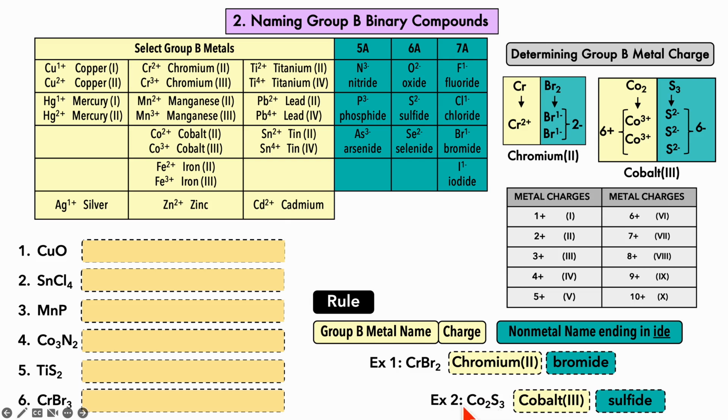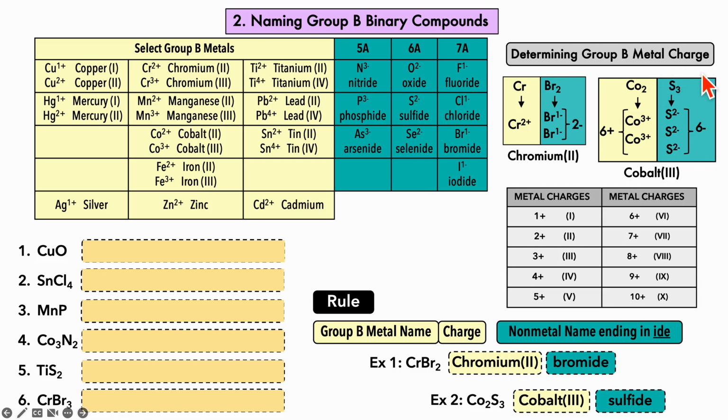Co2S3. Co is cobalt and S is sulfide. So the name of this compound is cobalt(III) sulfide. Now why is the charge on cobalt 3? In Co2S3, remember one more time that the charge on the metal is derived from the charge on the non-metal side.